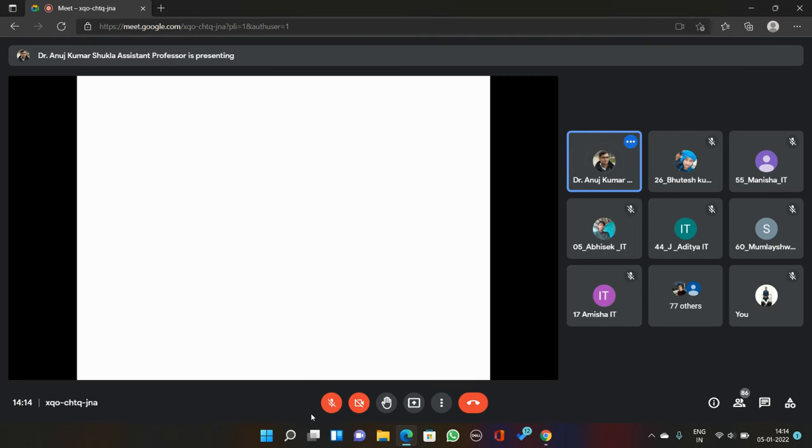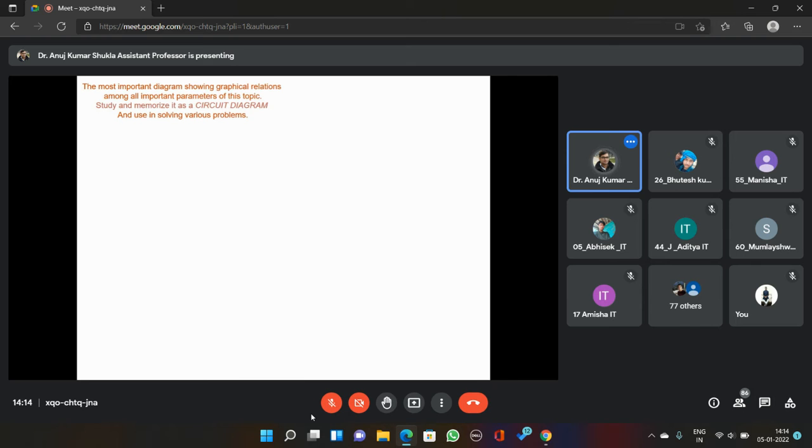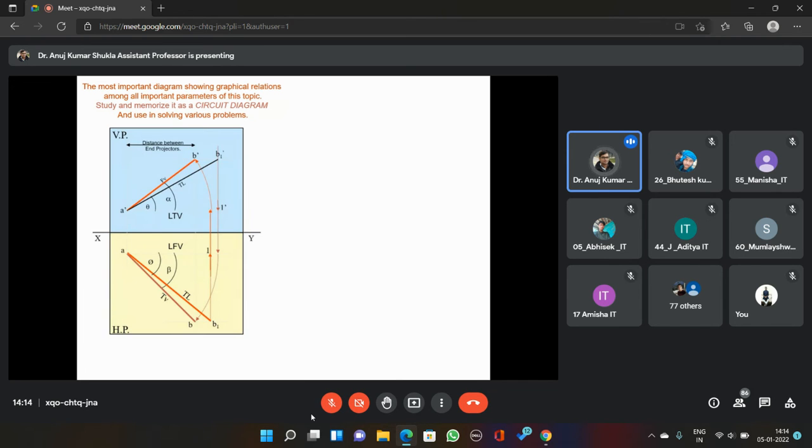You will get the true length, or from the true length you will get the front view or top view and so on. So questions may be asked in either way. Next, you see the most important diagram showing graphical relations among all important parameters of this topic. Study and memorize it as a circuit diagram and use it in solving various problems.